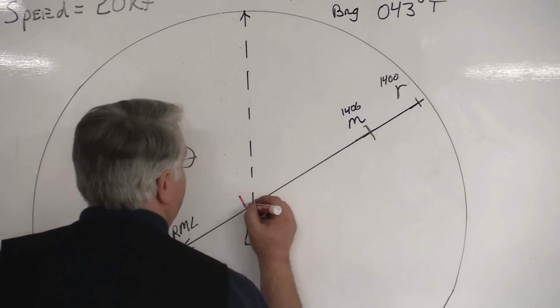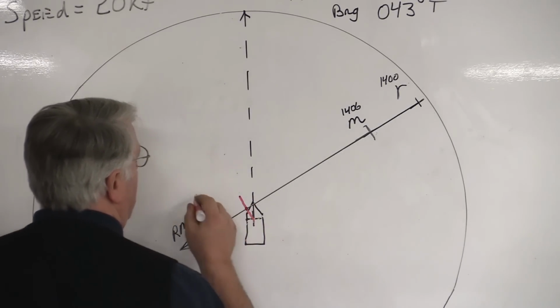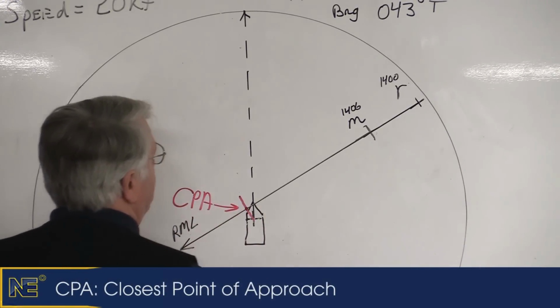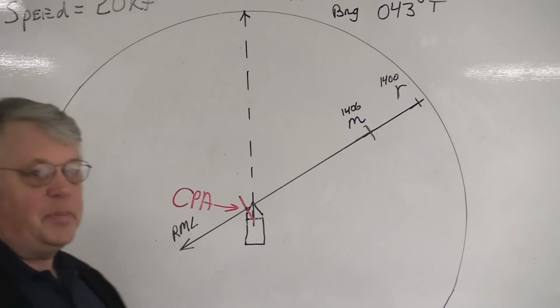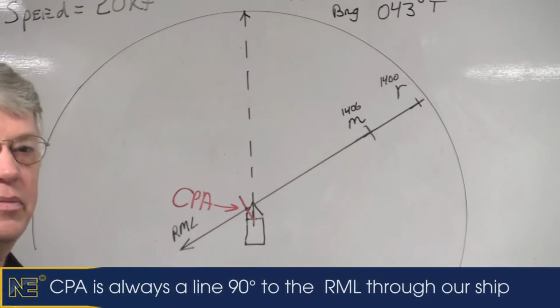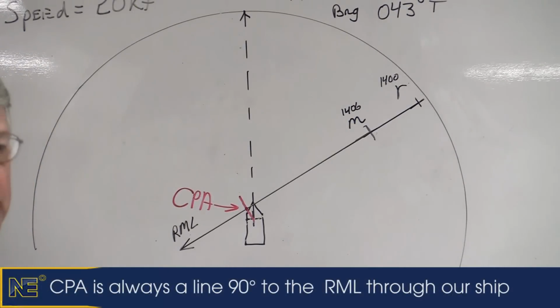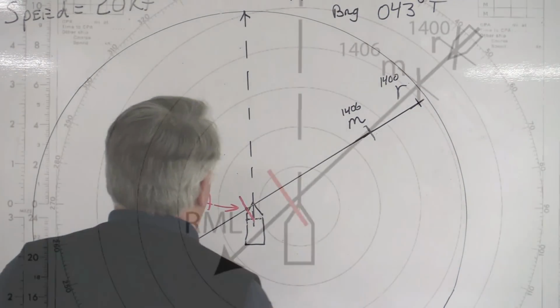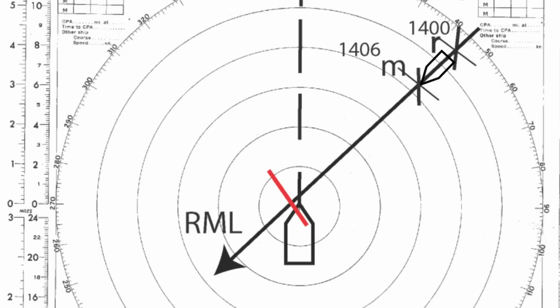Where those 2 lines intersect is what we call the CPA. Okay, this is the closest point of approach. CPA is always a line 90 degrees to the relative motion line through our ship in the center of the plotting sheet. So what we're seeing here is that this guy's going to come down the track line and he's going to be the closest he'll ever get to us off the port bow.